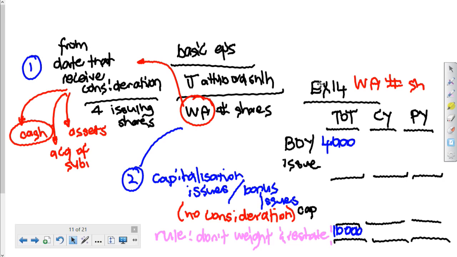It looks a bit funny the way the information is given. How did we get from 4 to 10? Well, this happened. On the 1st of July, I issued 1,000 shares of 1 rand a share. And then on the 1st of October, I did a cap issue of 1 for 1. Okay, so remember, my normal issues, I will wait. My cap issues, I won't. So put the numbers in for me. Give it a quick try, and then I will show you.